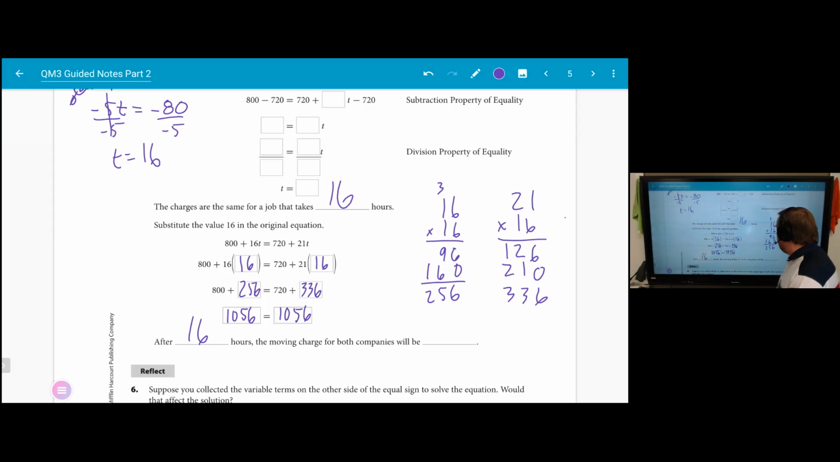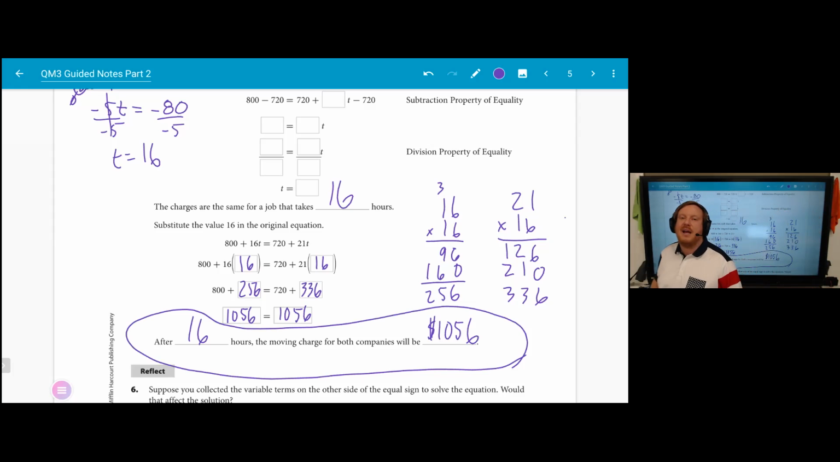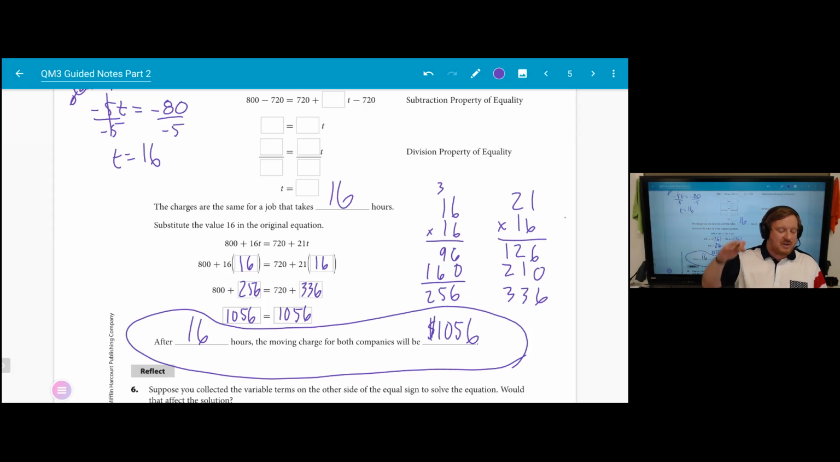That's okay. So after 16 hours, the moving charge for both companies is $1,056. Now, this is the answer. This is the answer. It's not 16 and 1,056. Okay, it is very specifically after 16 hours, the moving charge for both companies will be 1,056. All right.